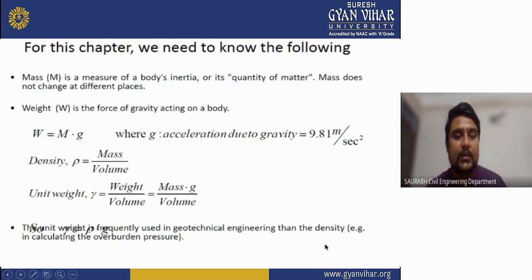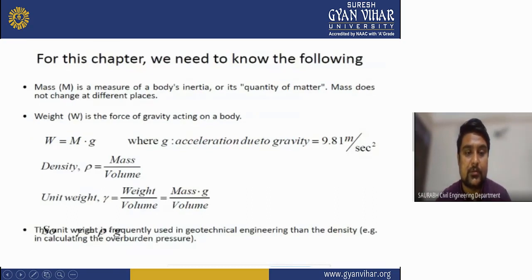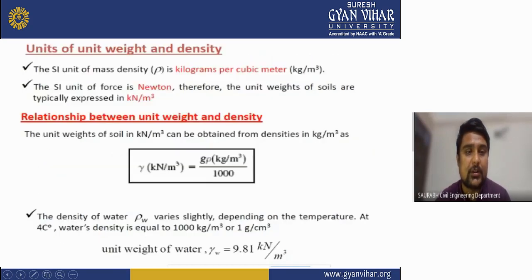Now we will see W equal to m into g, where g is the acceleration due to gravity, which is equal to 9.8 meter per second square, and density will be represented by rho, which is equal to mass upon volume. And unit weight of soil will be equal to weight upon volume, which is equal to mass times g upon volume. Now come to the next point, unit weight and density.